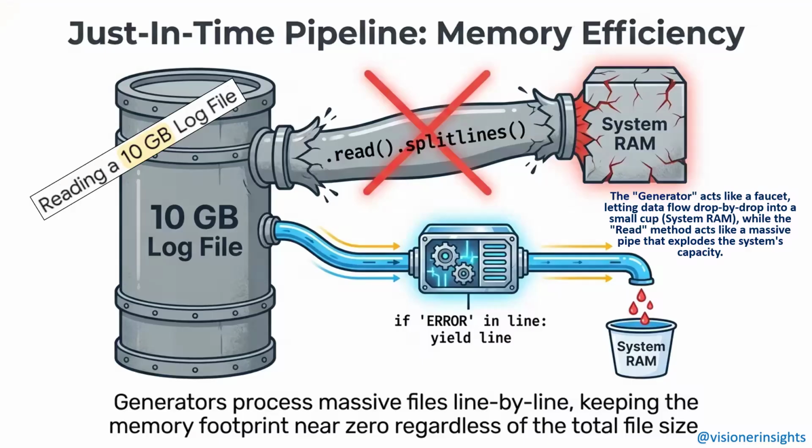Let's look at a super common scenario, reading a 10 gigabyte log file. If you use standard methods like .read() and .splitlines(), you are forcing Python to load a massive 10 gigabyte string directly into memory. Your system RAM will crack under the pressure, and for sure, your application is going to crash.